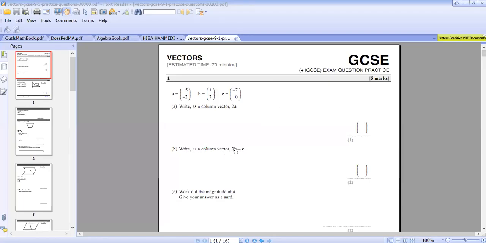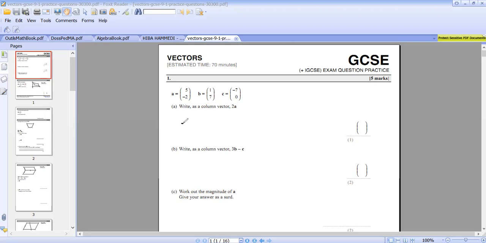This is a video to correct part of the worksheet that I shared with you yesterday, I think. So here I have three vectors. The column vector A is equal to (5, -2), B is equal to (1, 7), C is equal to (-7, 0). They ask you to write as a column vector 2A.